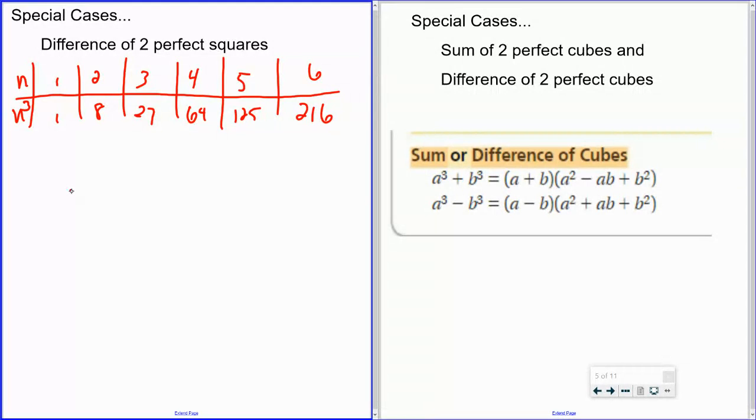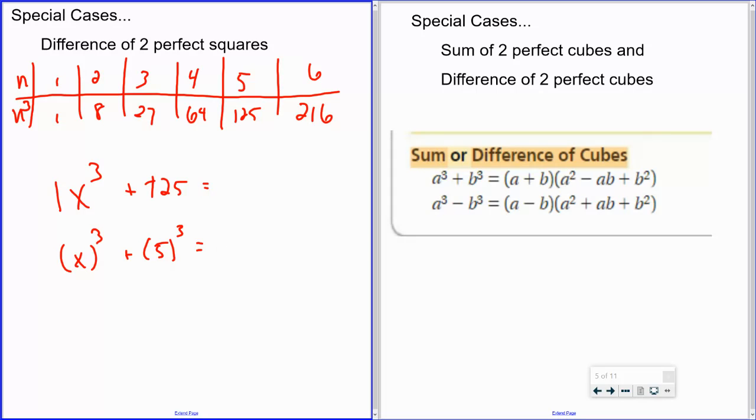So let's say I had x to the third plus 125. Here's how I would do this. First of all, I see that this is a 1, so it's on my list, and 125 is on my list. So I'm going to take this as x to the third plus 5 to the third.